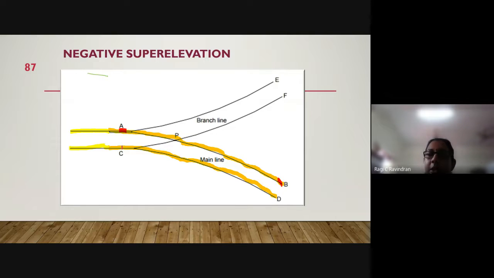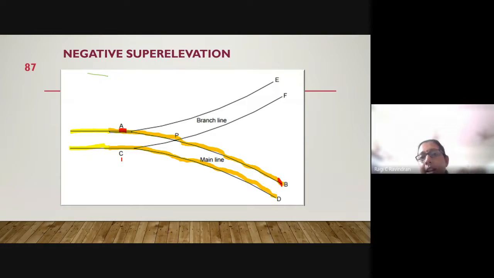Okay, so this C will be having the same level as that of the level track, but from point A till point B, we are providing a gradual increase in the elevation so that at somewhat midpoint it will be exactly the theoretical cant itself. Okay, so from this it is very clear that the point A is at a higher elevation when compared to point C.